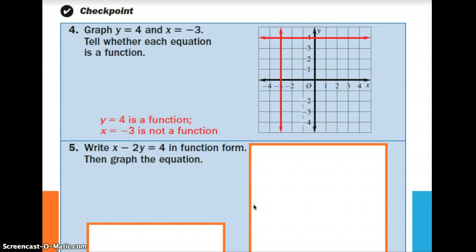Number 5, the first thing you have to do is write the equation in function form. That means you need to solve for y. You have an x and a minus 2, which you change to adding a negative 2. The first thing we want to move is the x term. You need to get x to the side with the 4.